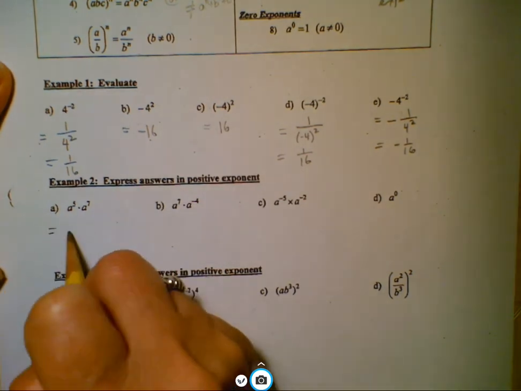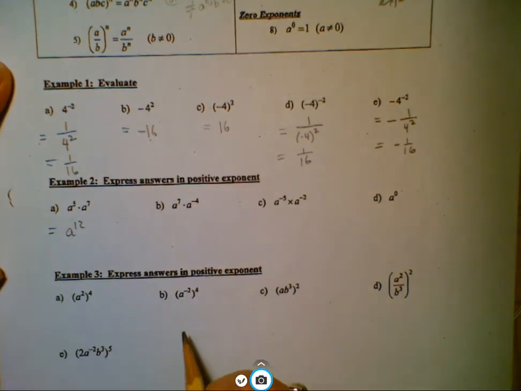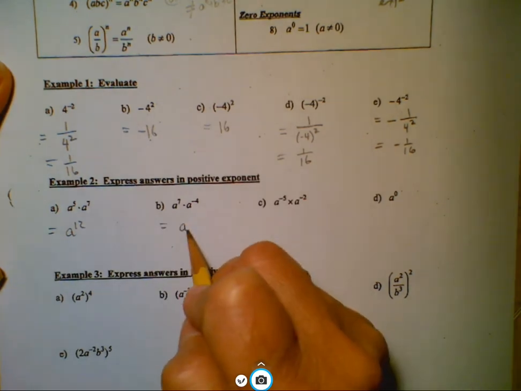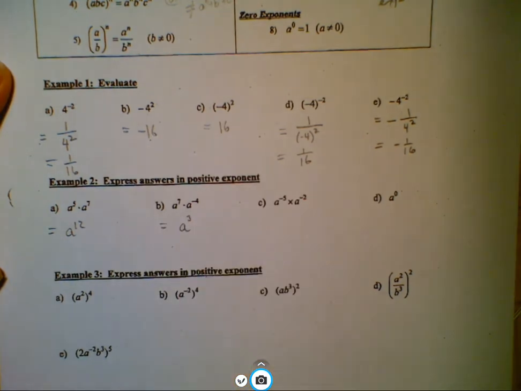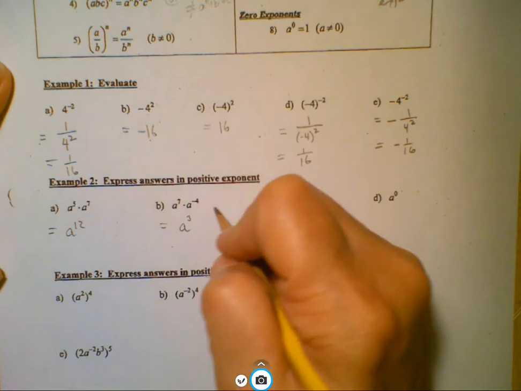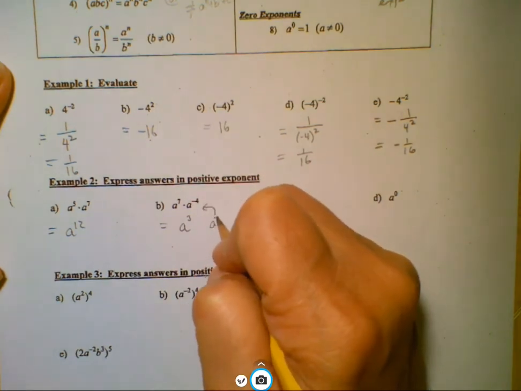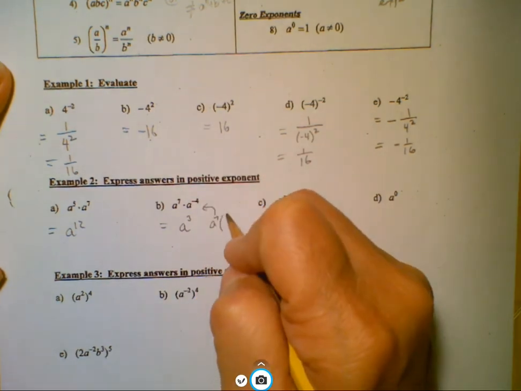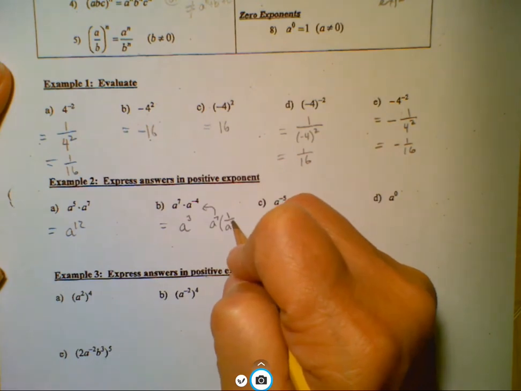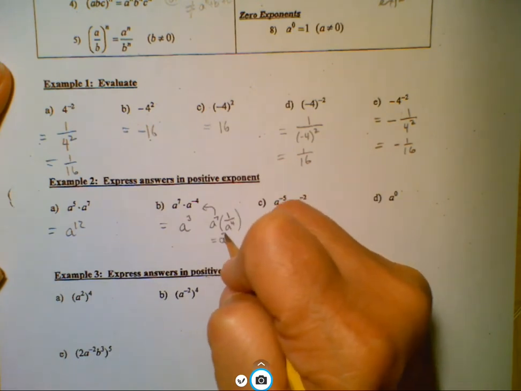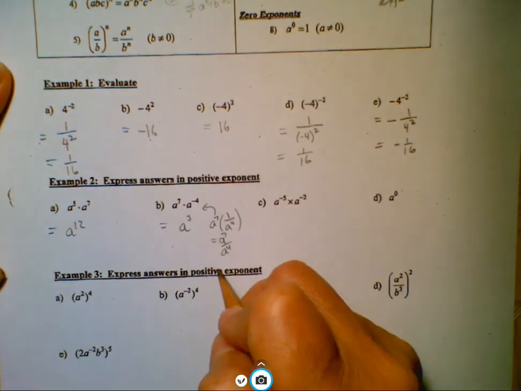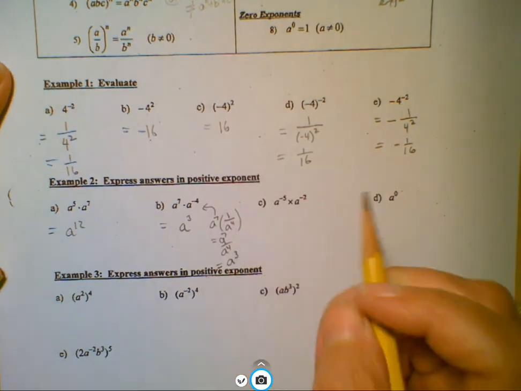Multiplying powers of the same base, we add the exponent. Now you'll notice this one here is the same thing as a to the 7th times 1 over a to the 4th. And that is a to the 7 over a to the 4th, and you can now subtract the exponents. So it's the same thing.